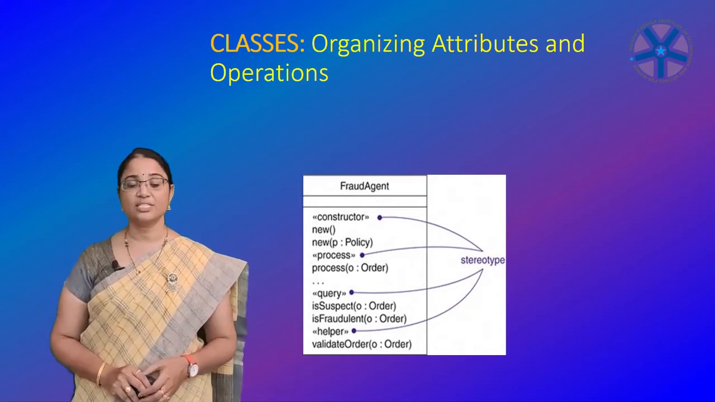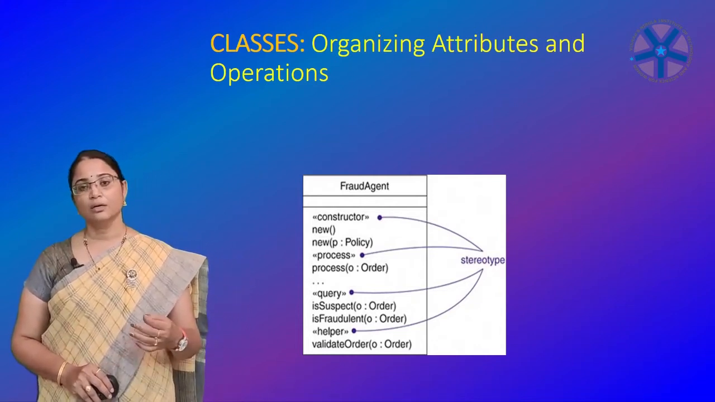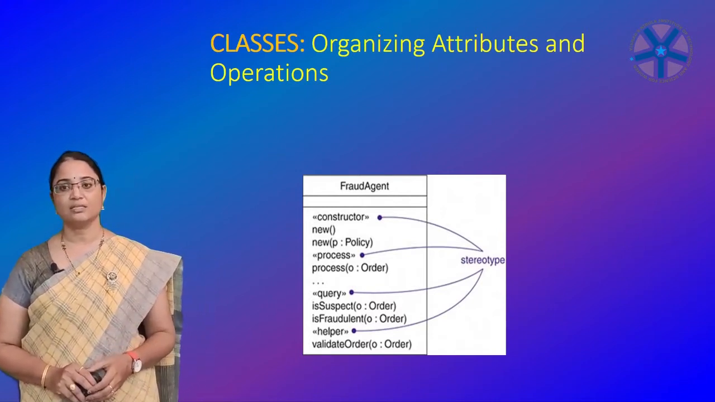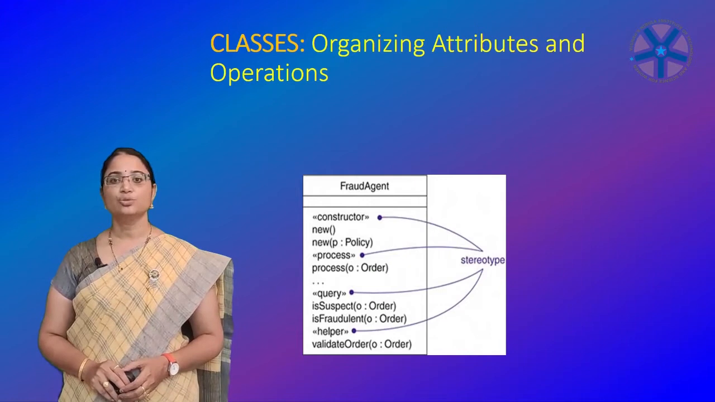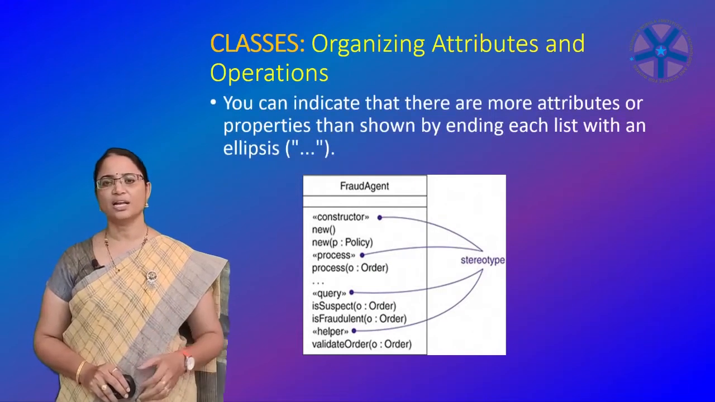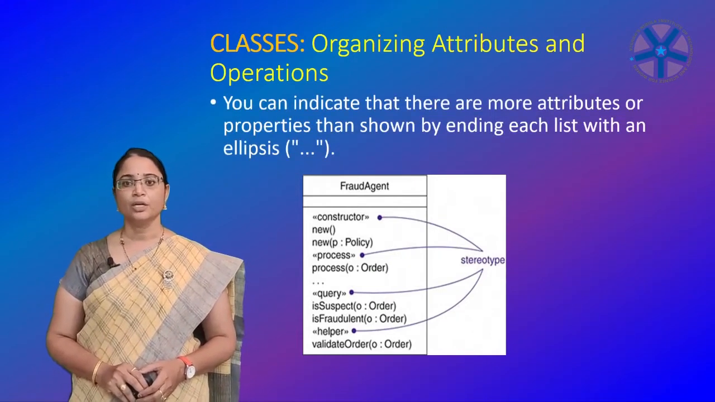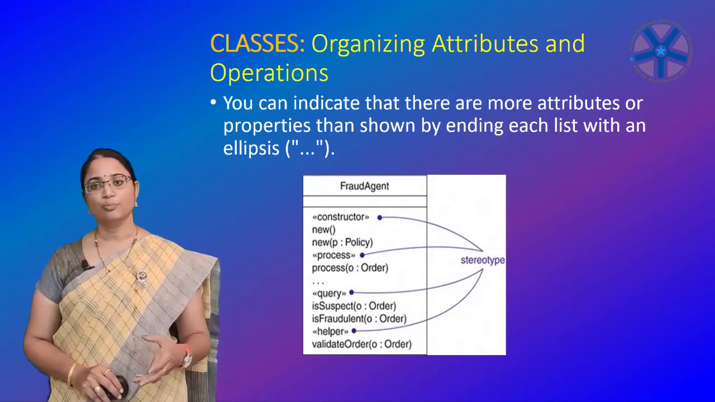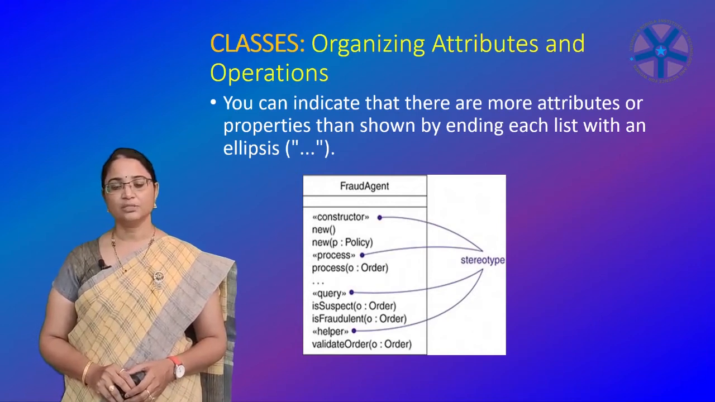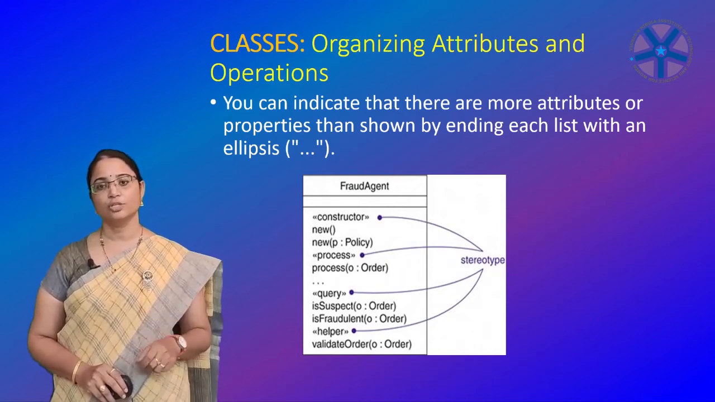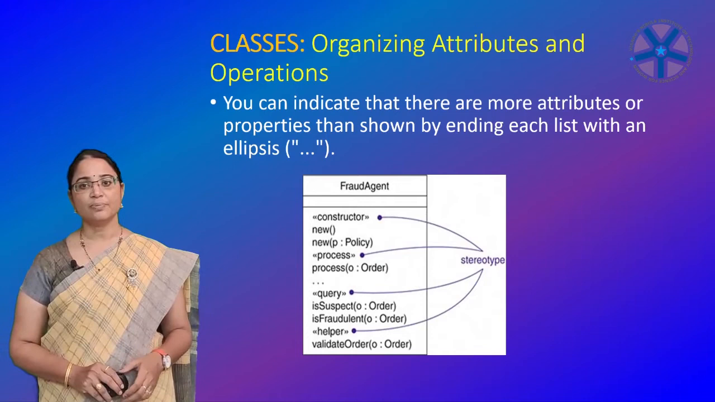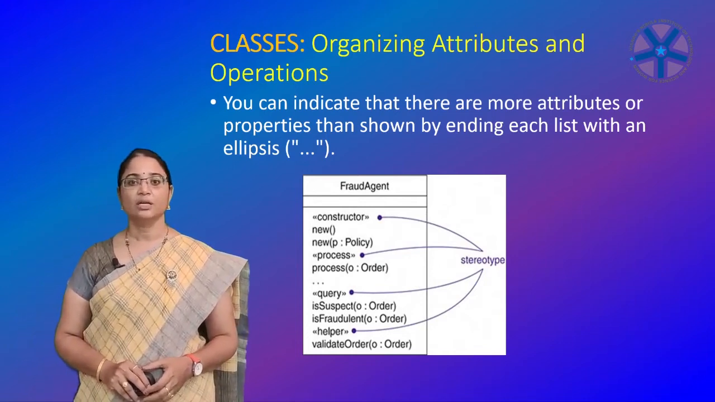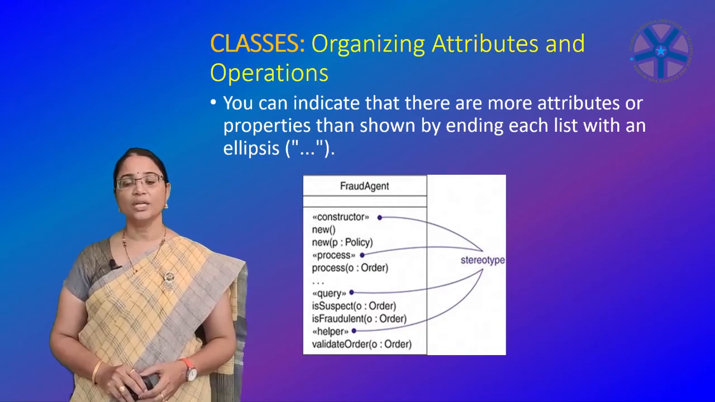Elide is nothing but closing or hiding some of the properties of a class. Elide means hide, meaning that you can choose to show only some or none of the class attributes and operations. You can indicate that there are more attributes or properties than shown by ending each list with an ellipsis. Ellipsis means three dots. You can see in the figure. You can also suppress the compartment entirely, in which case you can't tell if there are any attributes or operations or how many are there.